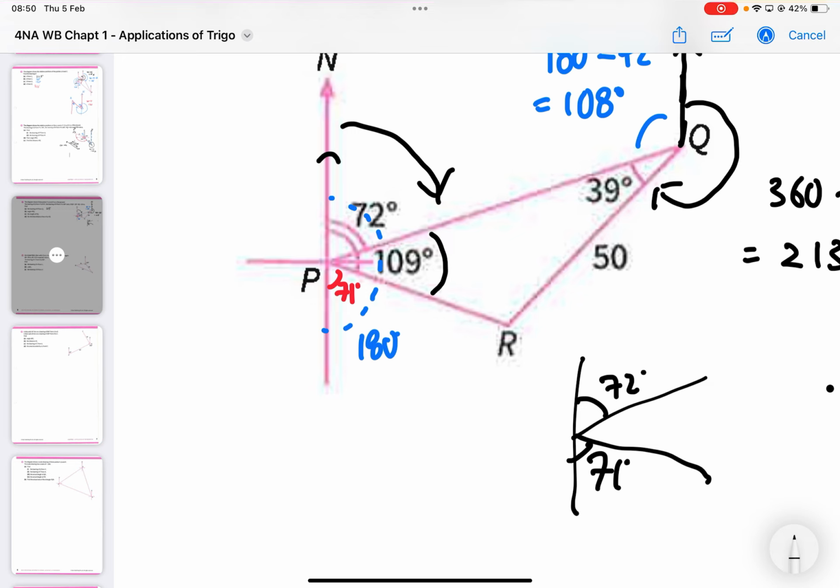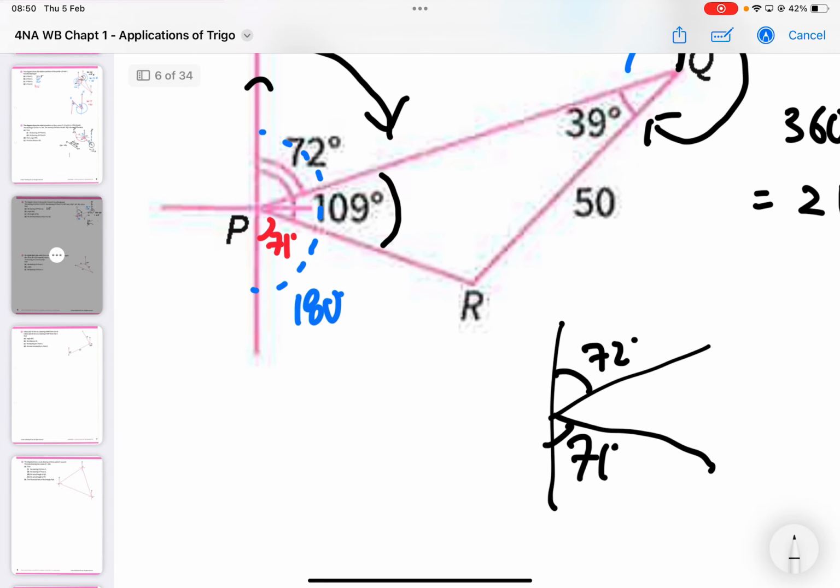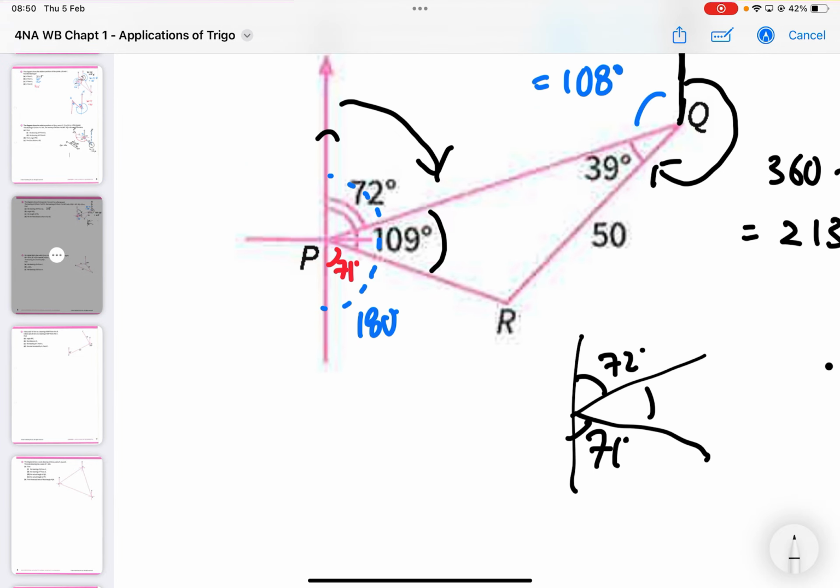Because the whole thing is 180. Hey, yeah, you are correct. You can take 109 minus 72 also, then you get this one also. Yeah. Okay. Sorry, I am slow. Okay, so the answer is 37. Thank you. You can take this big one minus this small one, then it will give you this one. So this one is 71.